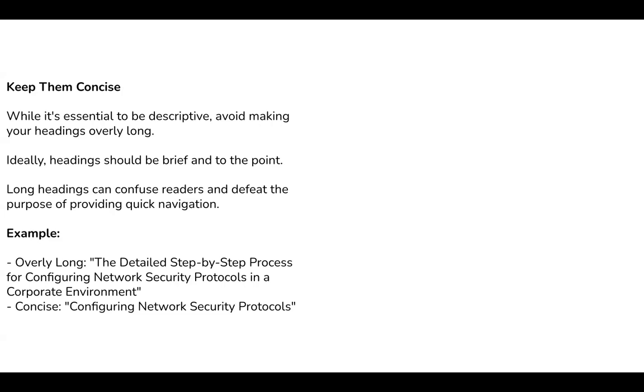So an example of that is when you write the detailed step-by-step process for configuring network security protocols in a corporate environment. That's just too long, way too long. It's too much. So you can just be concise and write configuring network security protocols, and maybe in the description of the first paragraph you can explain that okay, we are going to be looking at the detailed step-by-step process for configuring the network security protocols in a corporate environment. So that would make much more sense than that being the heading.